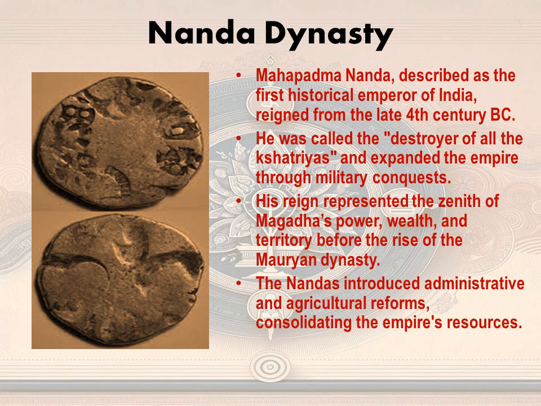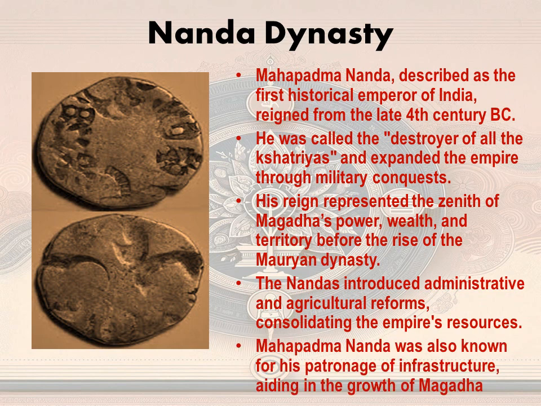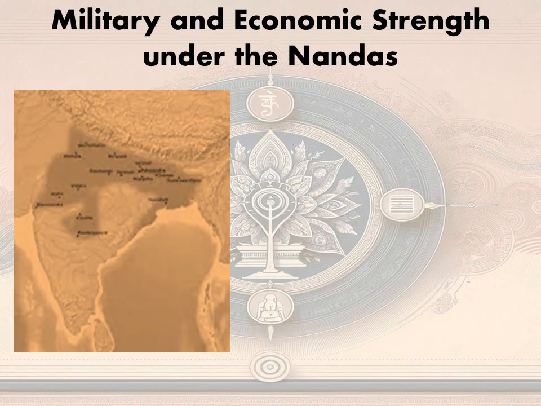The Nandas introduced administrative and agricultural reforms, consolidating the empire's resources. So there was proper management of resources, and that can be evidenced by the introduction of administrative and agricultural reforms. Mahapadma Nanda was also known for his patronage of infrastructure, aiding the growth of Magadha. So he supported a lot of infrastructural activities around the time, and thus indirectly promoted the growth of Magadha as the first empire in ancient India.